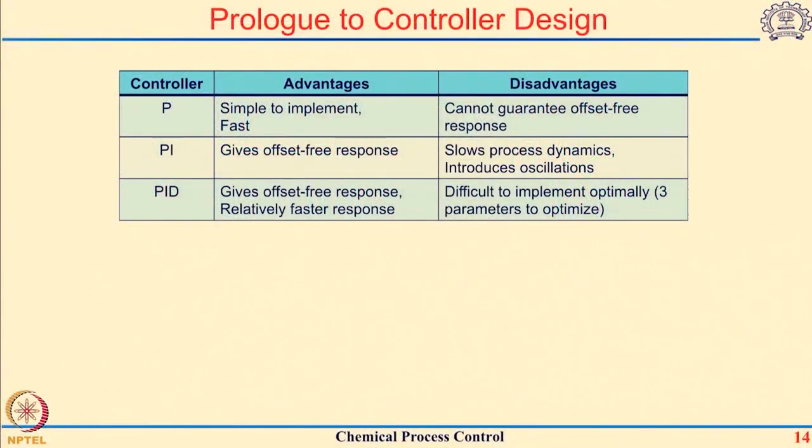With the addition of derivative action, the overall PID controller gives you an offset-free response as well as a relatively faster response and smaller overshoot, but one of the disadvantages is that it will react to noisy data. The other thing is, now you have to coordinate three actions. So when you have a PID controller, you have to look at the contribution of proportional action, the contribution of derivative action, and the contribution of integral action. The weights of these three actions have to be properly set in order for that controller to give you these desired outputs. If one of those overweighs the other two, then these advantages would not be realized in practice.